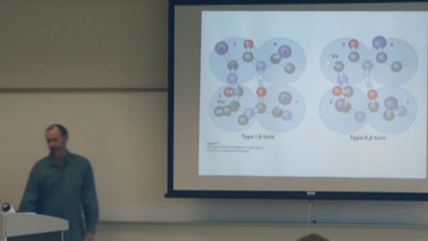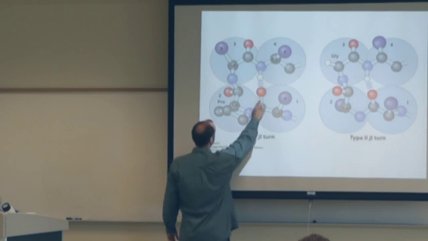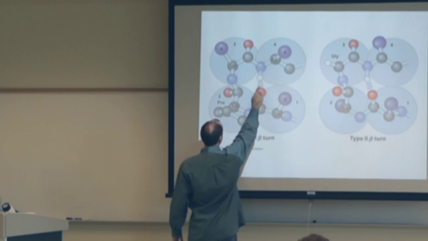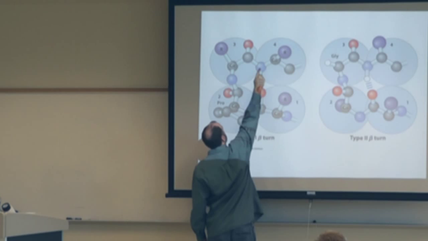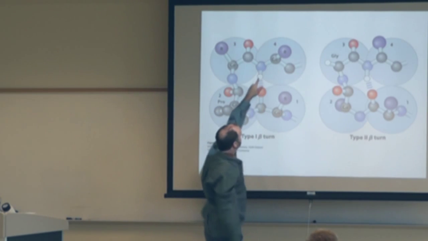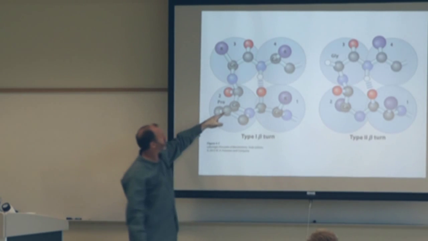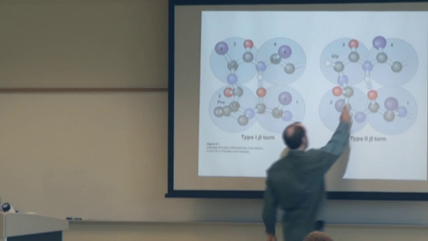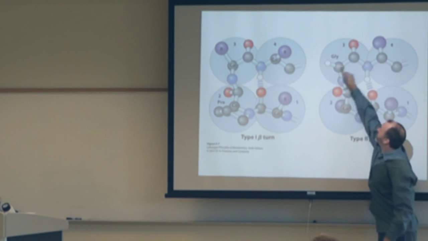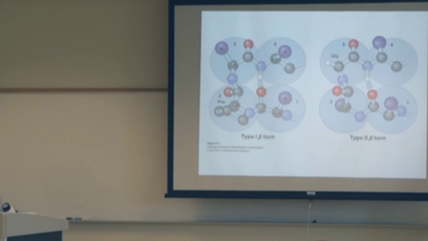And this shows you the type 1 beta turn. And here, 4 amino acids. Here you have the carbonyl oxygen hydrogen bonding to the amide hydrogen from amino acid 1 to 4. Here you have a proline in position 2. In position 3, oftentimes in the type 2 beta turn, you'll see a glycine in position 3.